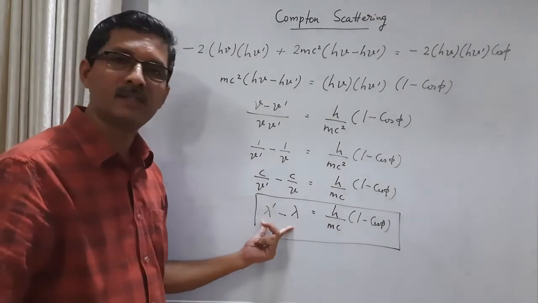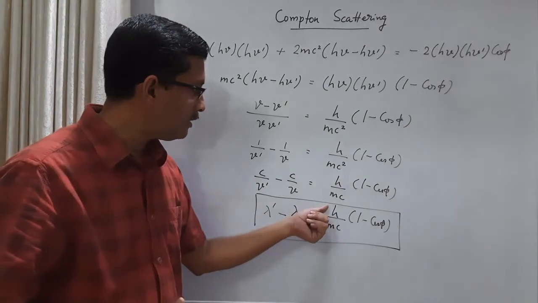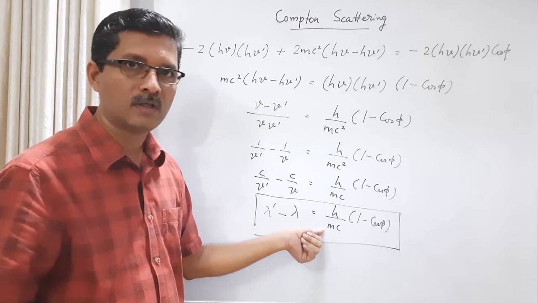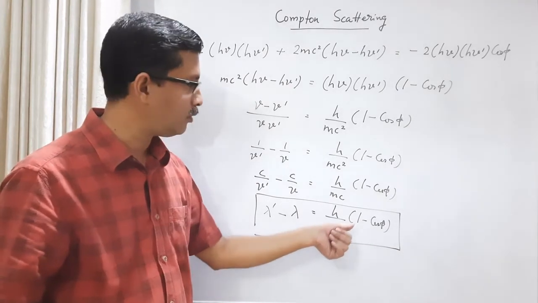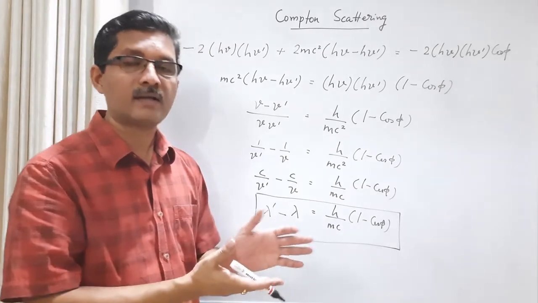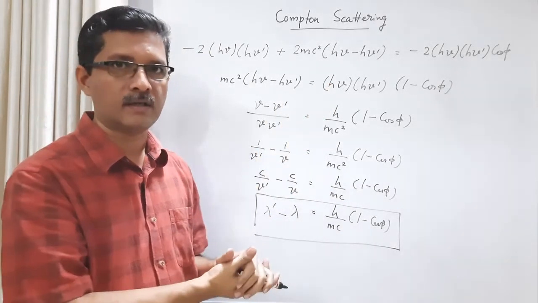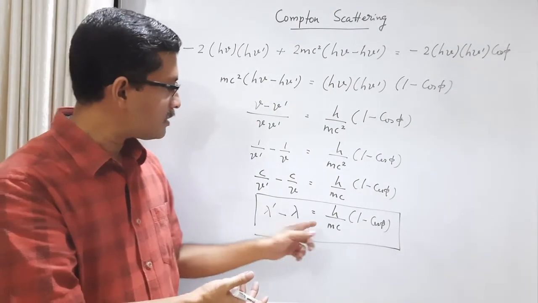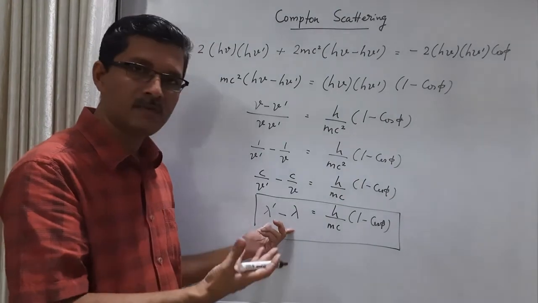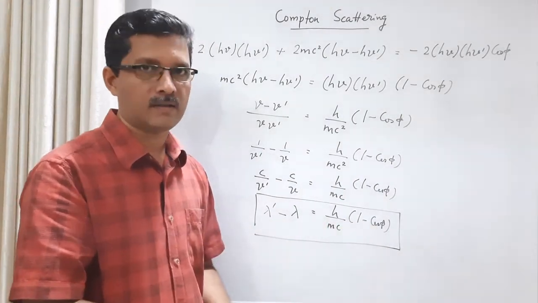So lambda prime minus lambda is delta lambda, the change in wavelength, equal to h by mc into 1 minus cos phi, where h is Planck's constant, m is the rest mass of the electron, c is the speed of light in vacuum. What is phi? Phi is the scattering angle for the photon, the angle between the scattered photon and the incident direction. h by mc is a constant. So this shows that the change in wavelength, or the wavelength shift, depends only on the scattering angle.